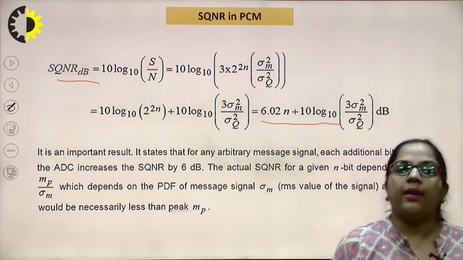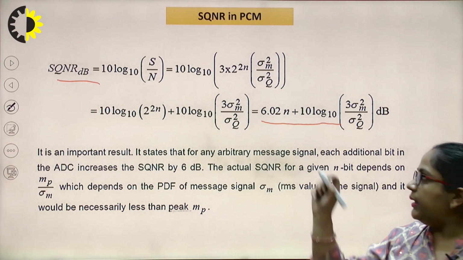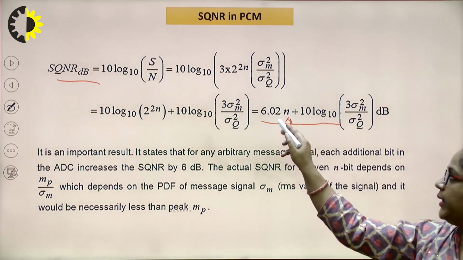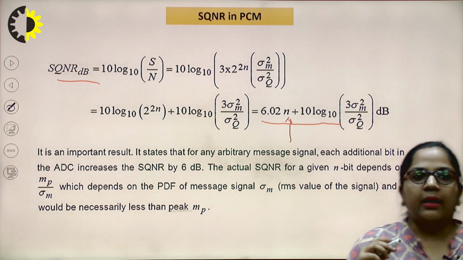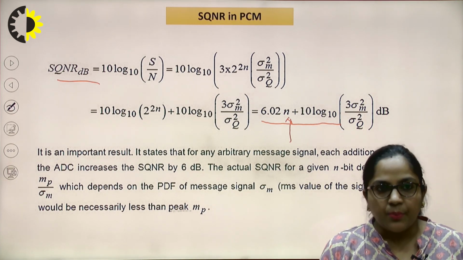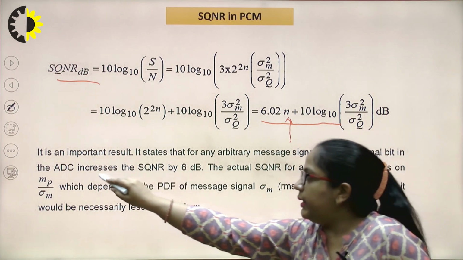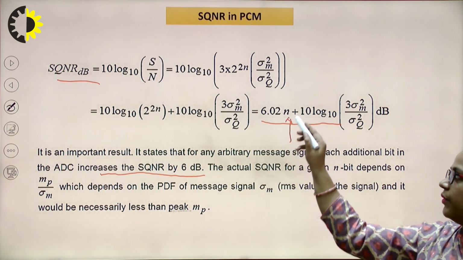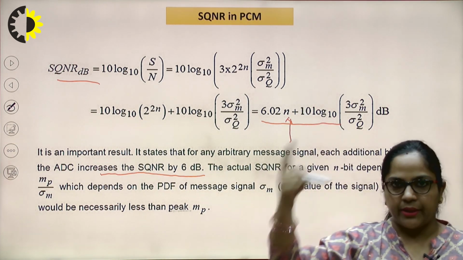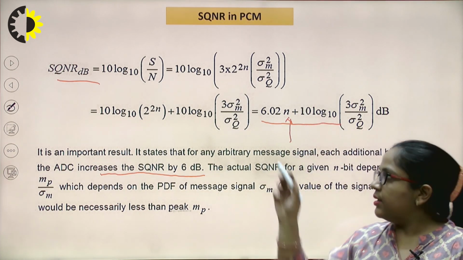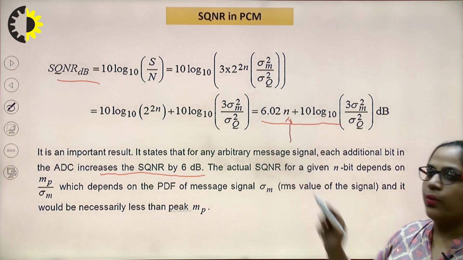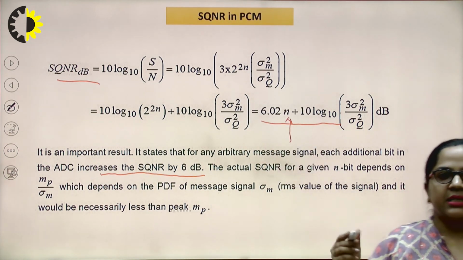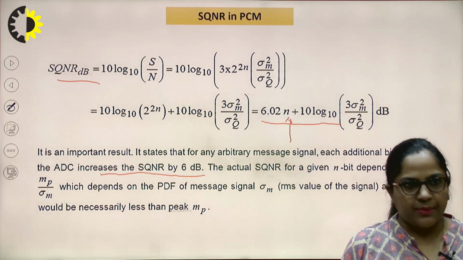It is an important result. It states that for any arbitrary message signal, where n is the number of bits, each additional bit in the analog to digital conversion process increases the SQNR by 6 dB. If there is an increment of 1 bit in the ADC process, then the signal to quantization noise ratio will increase by approximately 6 dB. This is called the 6 dB rule.